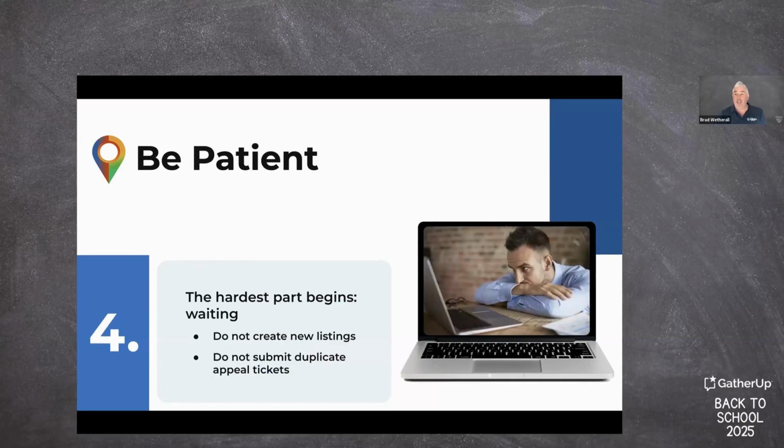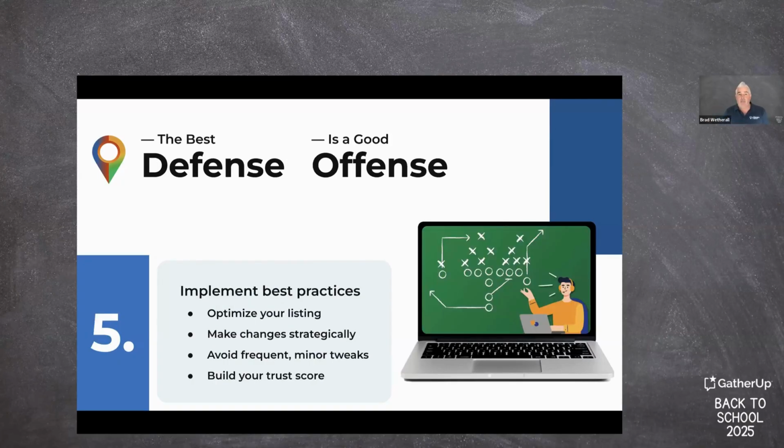Number 4, be patient. I know this is hard, but creating new listings and submitting duplicate tickets don't help. In fact, it's more likely to slow down the process than it is to speed it up. So try and refrain from taking any of these actions that would potentially cause more problems and slow down the resolution. And then number five is the best defense is a good offense, right?